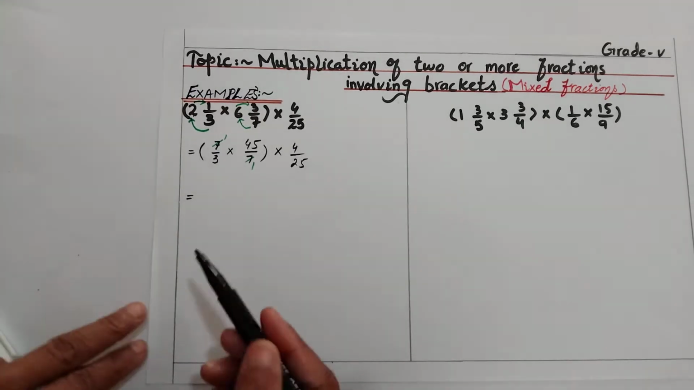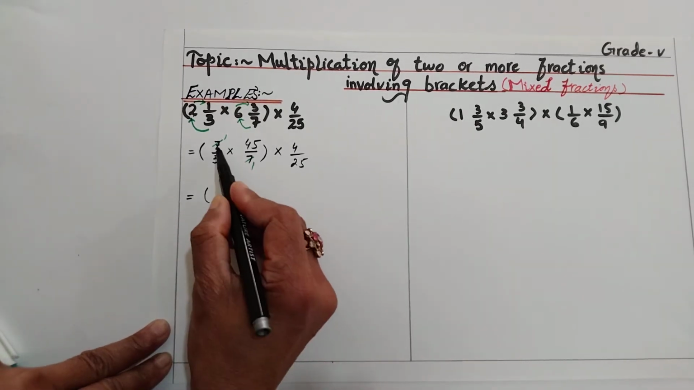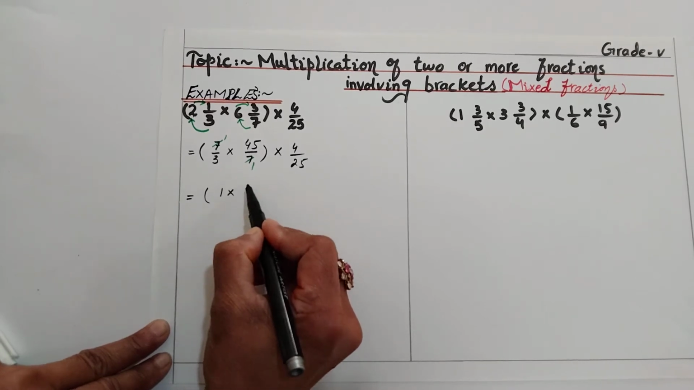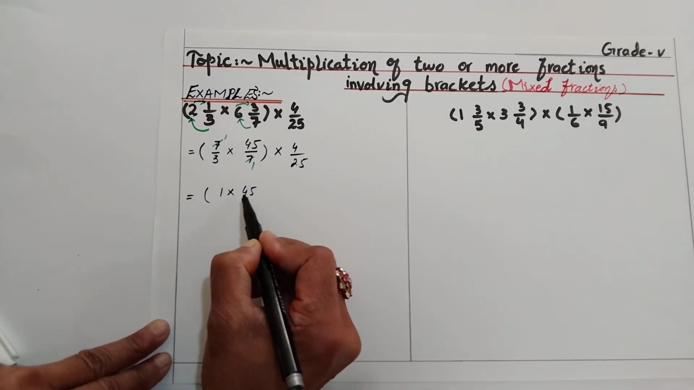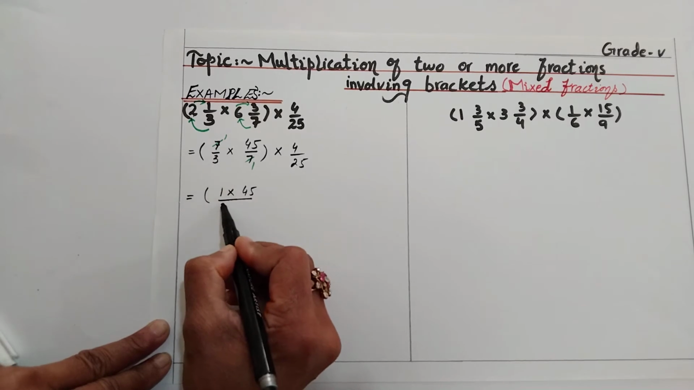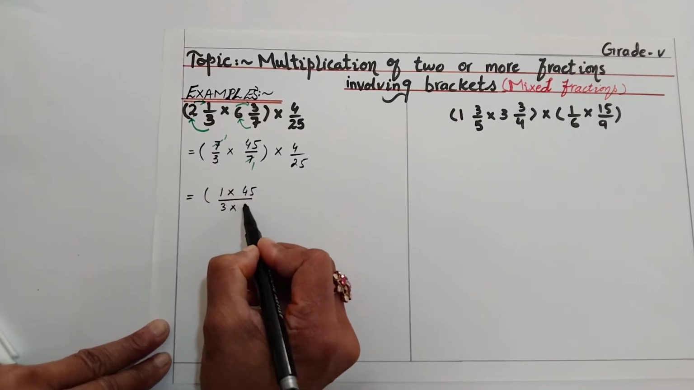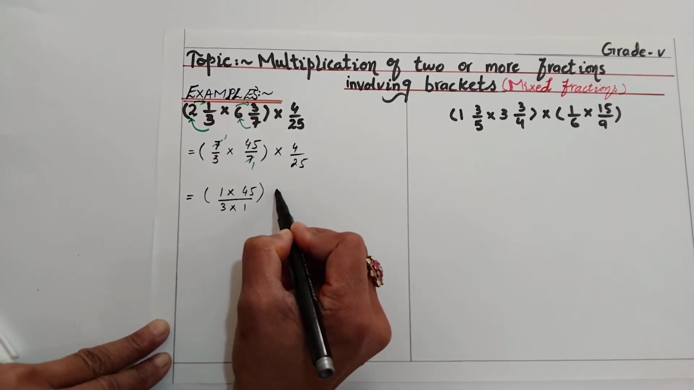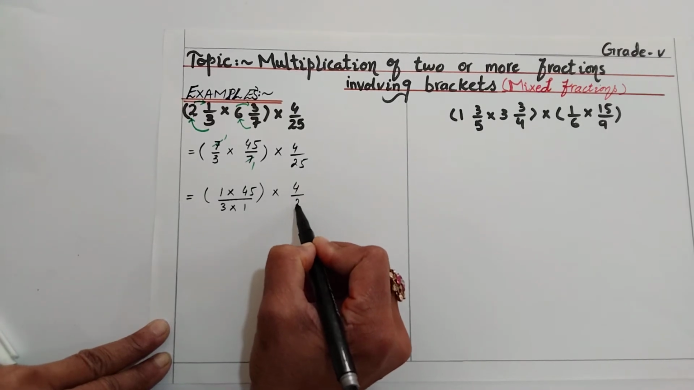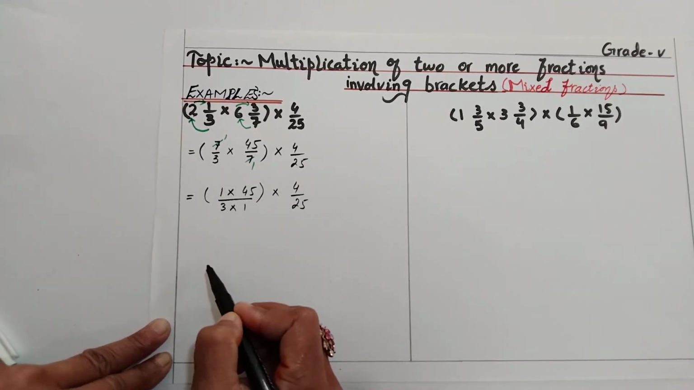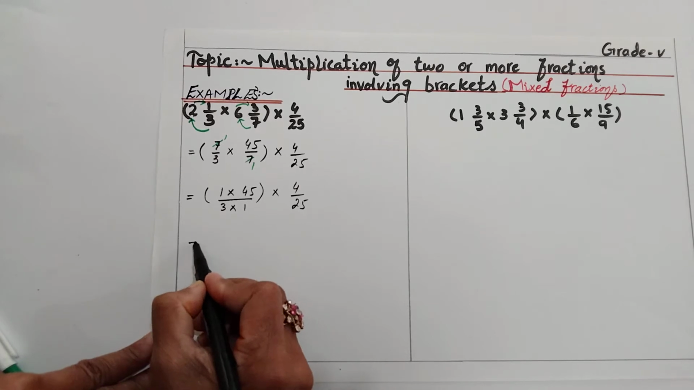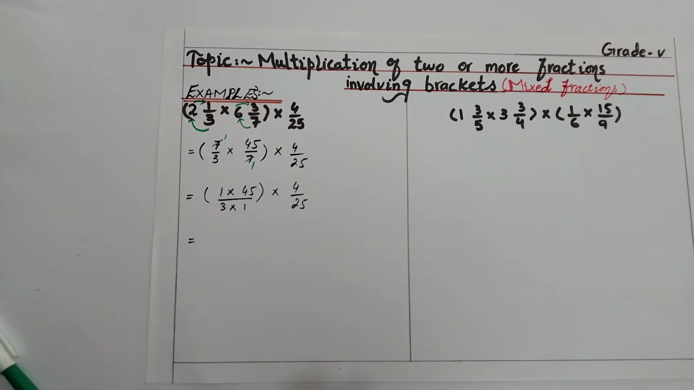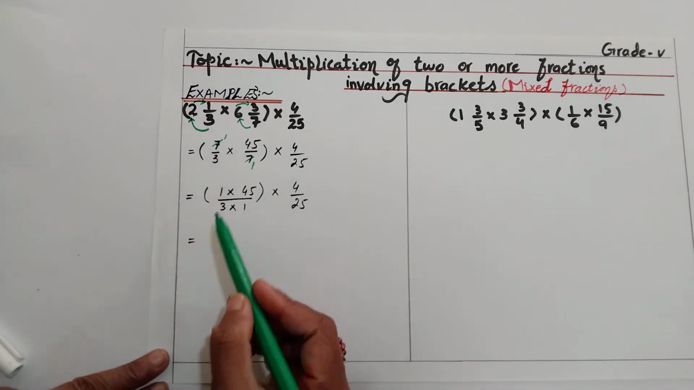Now we will write the left numbers. Our left numerator is 1 multiplied by 45 and the left denominator is 3 multiplied by 1, and the left fraction will be as it is. Got it? Now here as you can see, we have one more common factor for 3 and 45.